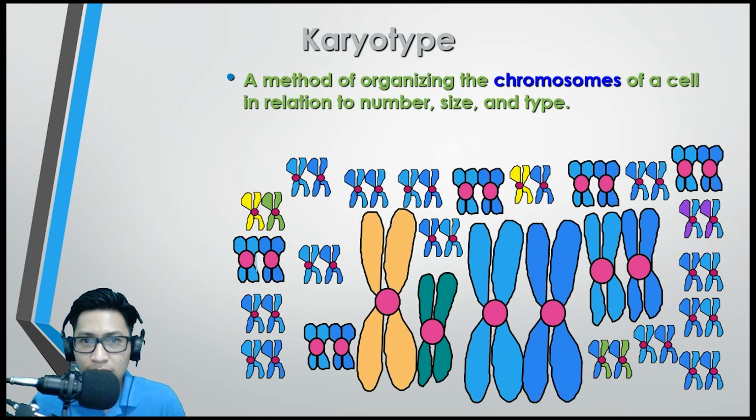Karyotype is a method of organizing the chromosomes of a cell in relation to number, size, and type. As you will notice, each chromosome has the same shape and size as the other. Pansinin ninyo. Yan yung karyotype. Okay? Ito yung arrangement or ito yung organization of chromosomes.